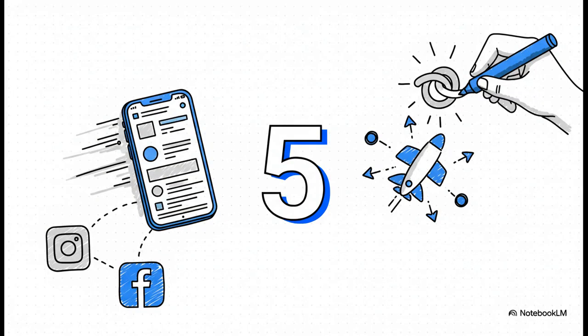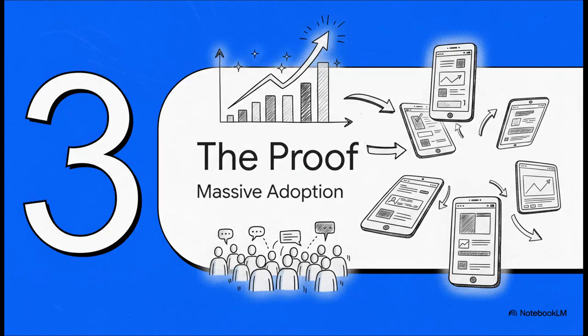Need another dose of proof of just how fast this is? How about this? Meta, the company behind Instagram and Facebook, they built their entire Threads app from scratch in just 5 months. Think about that. That kind of speed for a major social media launch is basically unheard of, and it was Jetpack Compose that made it possible.